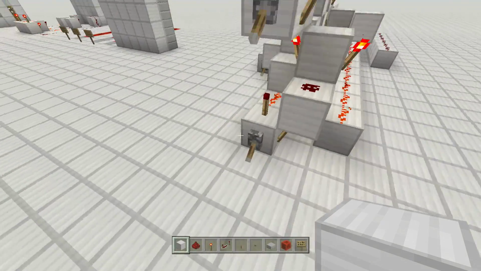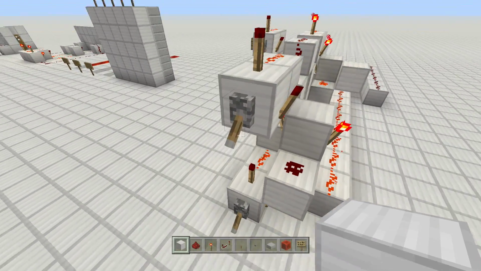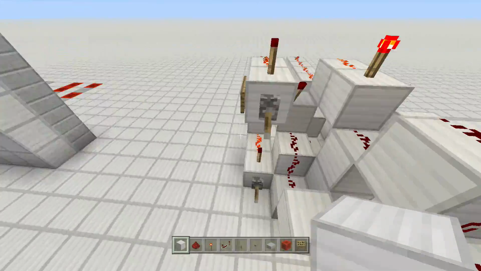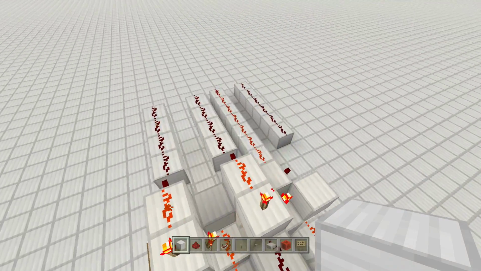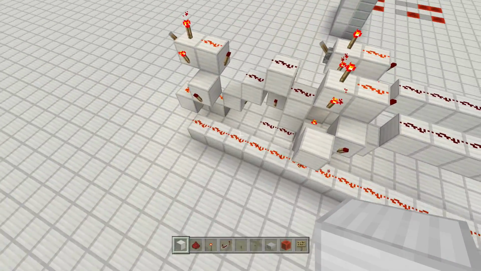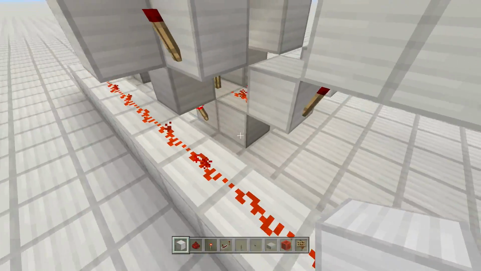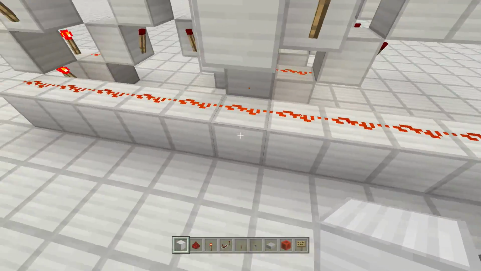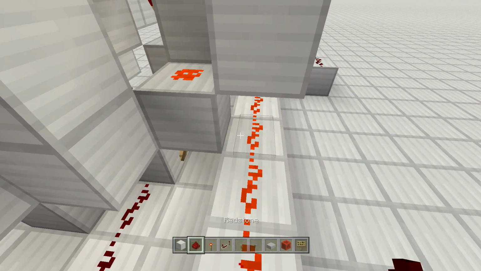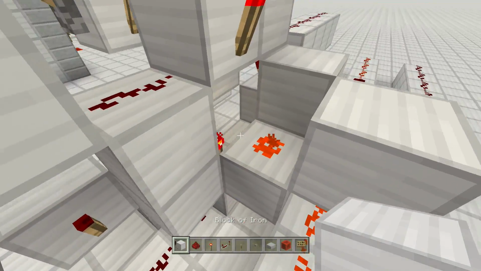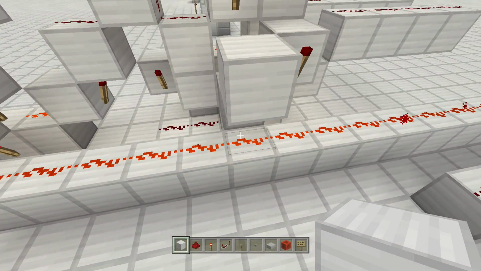Now just to check that everything is good, you can turn everything off. So we're gonna do, whoa, looks like I got an issue. I gotta figure it out. Oh, it's this torch right here. I guess a repeater won't hurt. Maybe.